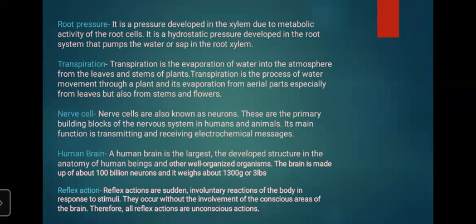Nerve cells are also known as neurons. These are the primary building blocks of the nervous system in humans and animals. Their main function is transmitting and receiving electrochemical messages. Then the human brain. The human brain is the largest, most developed structure in the anatomy of human beings and the most well-organized. The brain is made up of about 100 billion neurons and it weighs about 1300 grams.